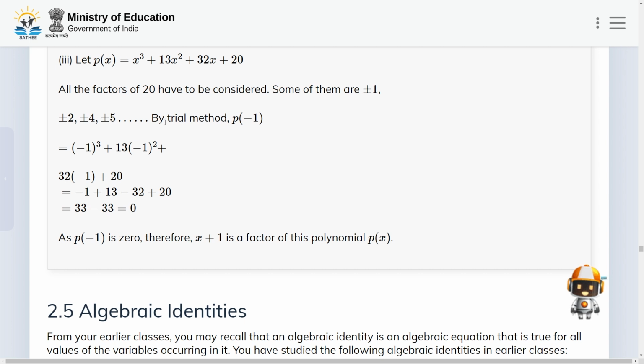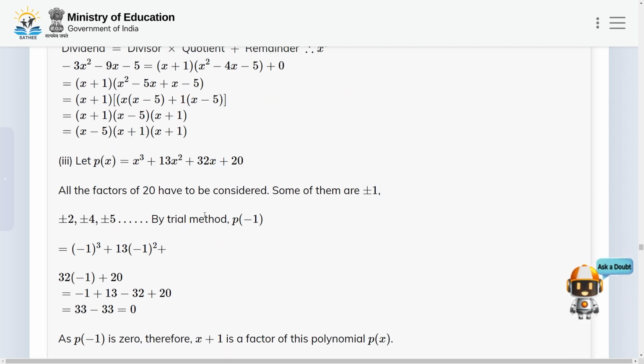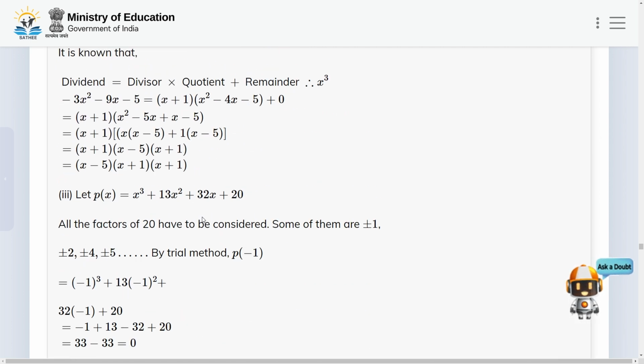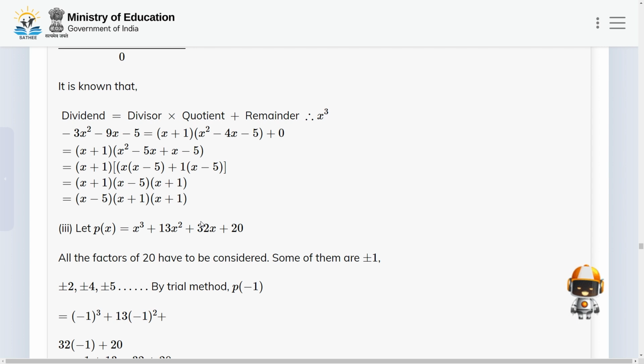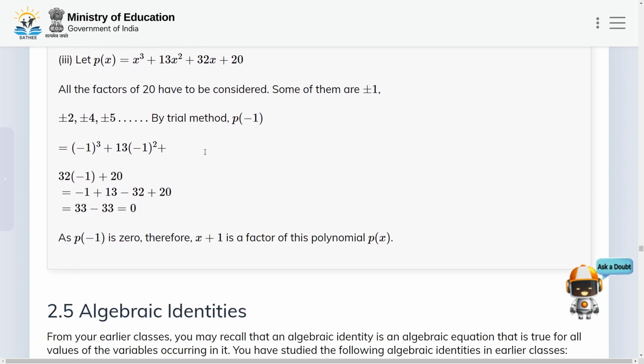As p of minus 1 is 0, therefore x plus 1 is a factor of this polynomial p of x. Then by using the long division method you can find the quotient, and then you can use the formula dividend is equal to divisor into quotient plus remainder. Then you can factorize the quadratic term, and then we will get the factorization of the cubic polynomial.